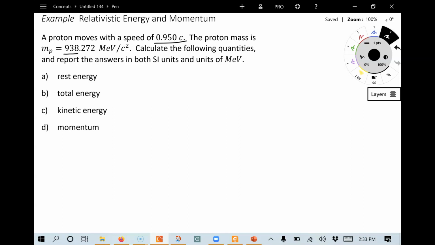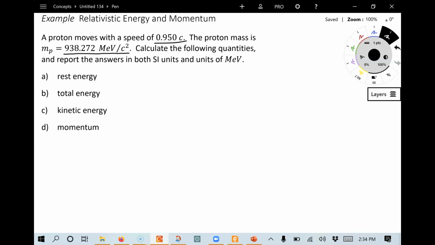It's given to us in units of MeV per c squared, which is a new unit of mass that we often use for small particles like protons, electrons, etc. There's a conversion factor so that we can convert from units of MeV, mega electron volts per c, the speed of light squared, to kilograms. In this problem, we're just asked to calculate various properties of this proton. What is its rest energy, its total energy, kinetic energy, and its momentum?